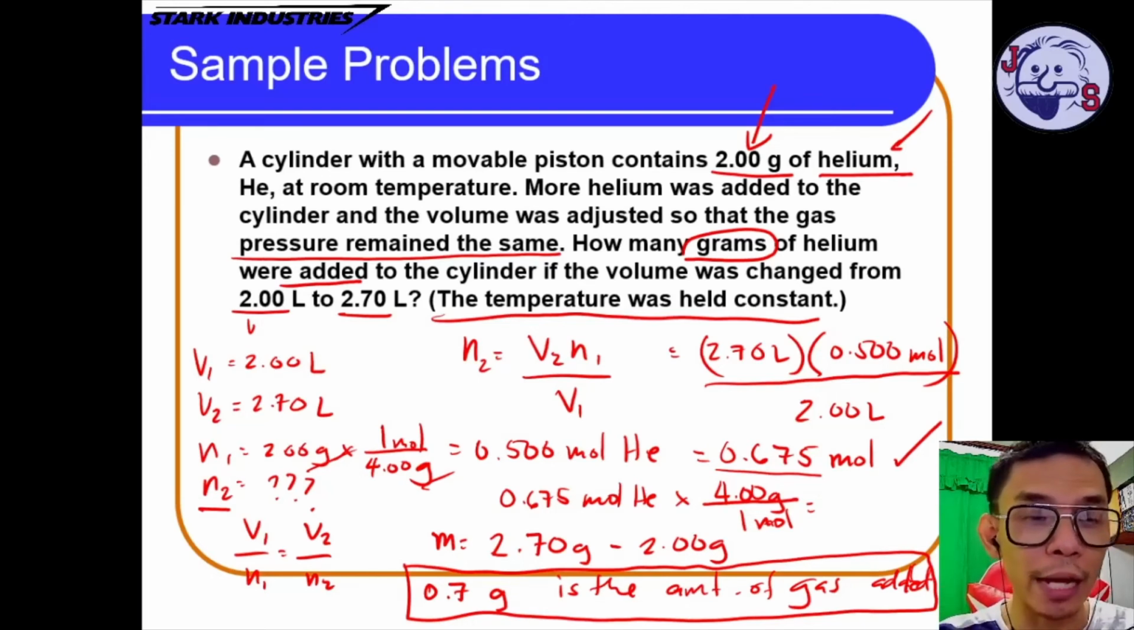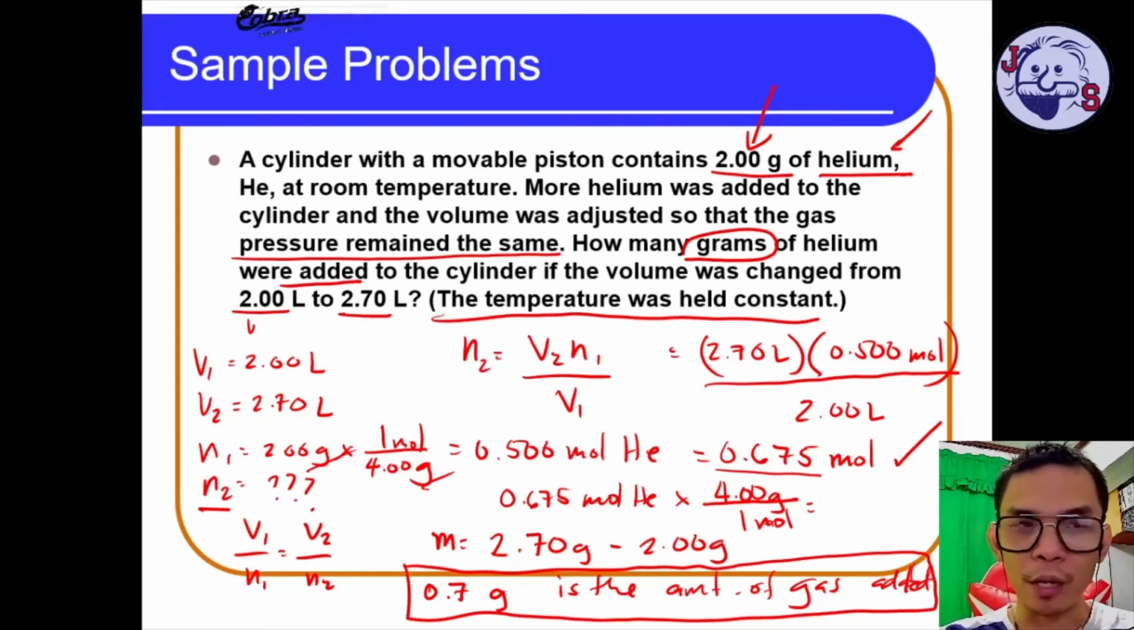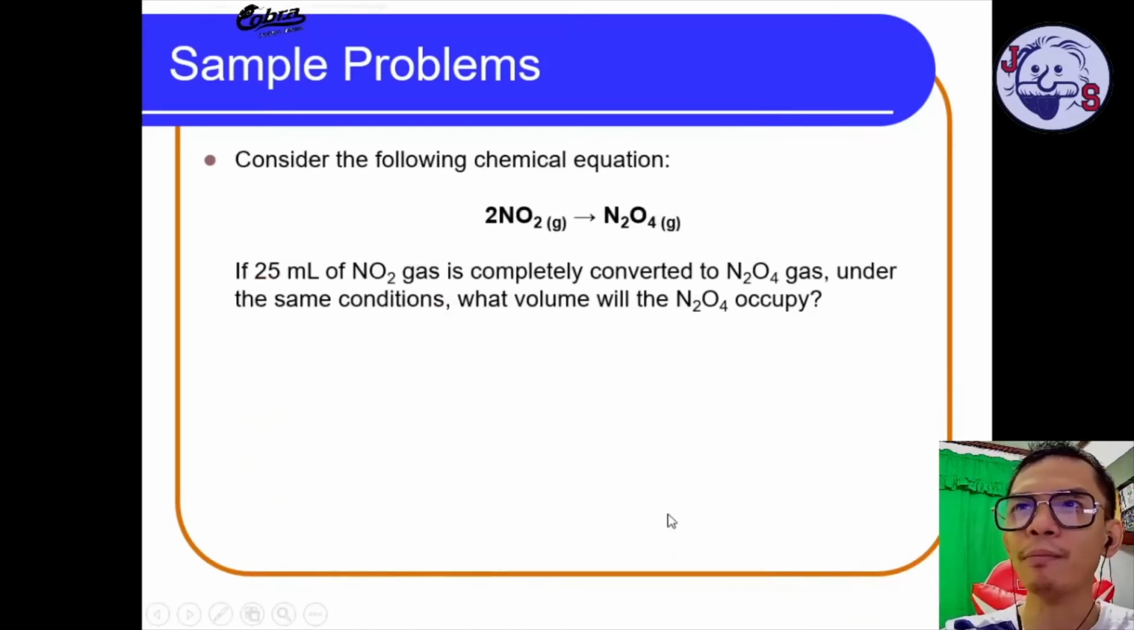So did you get the correct answer? If so, let me know what process you used in order to solve this one, which is different from the one that I have right here. Let's go now to the next problem.